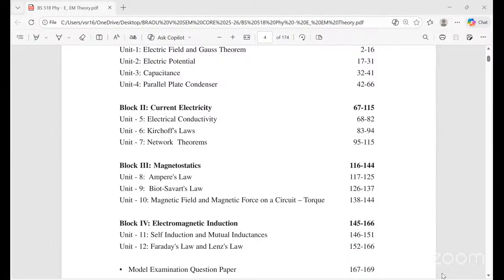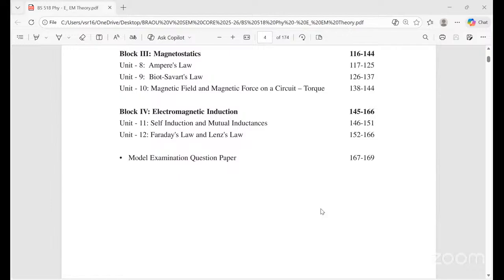Okay. So the third one is the magnetic field and magnetic force on your circuit, torque tau value. Okay. I B L sin theta. That is a value you need to find out here. Torque tau value. These are the conditions. Okay.